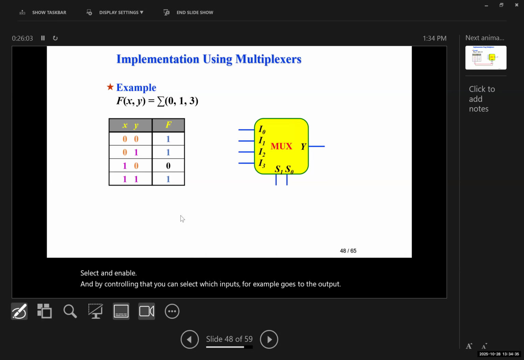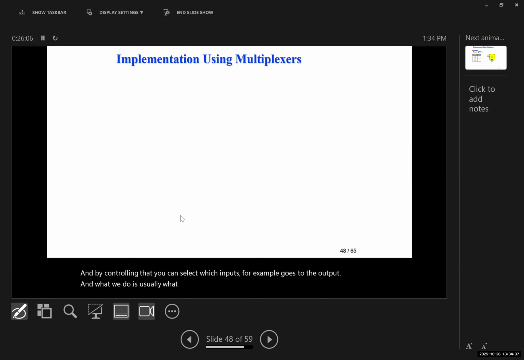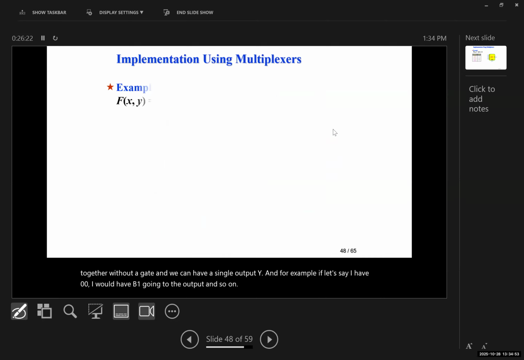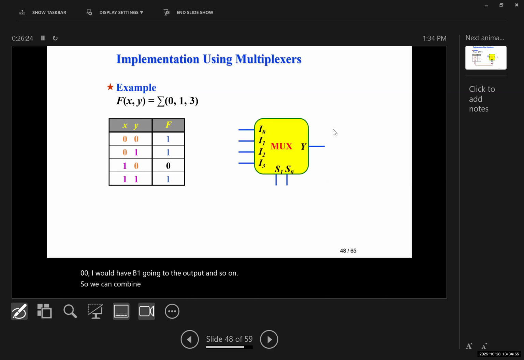And what we usually do is tie all of these together. So we can tie all of these together without a gate, and we can have a single output Y. And for example, if I have 0,0, I would have B1 going to the output and so on. So we can combine these multiplexers as well. Now, the important part is this, which you're probably going to have a question on in your FE exam as well from this.